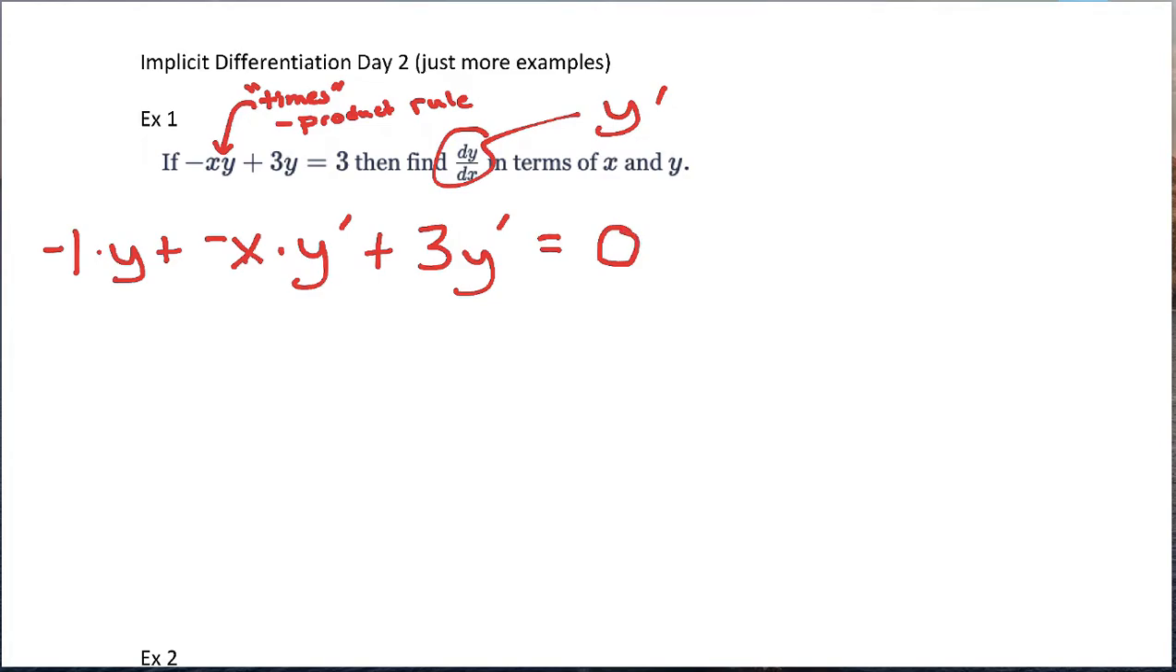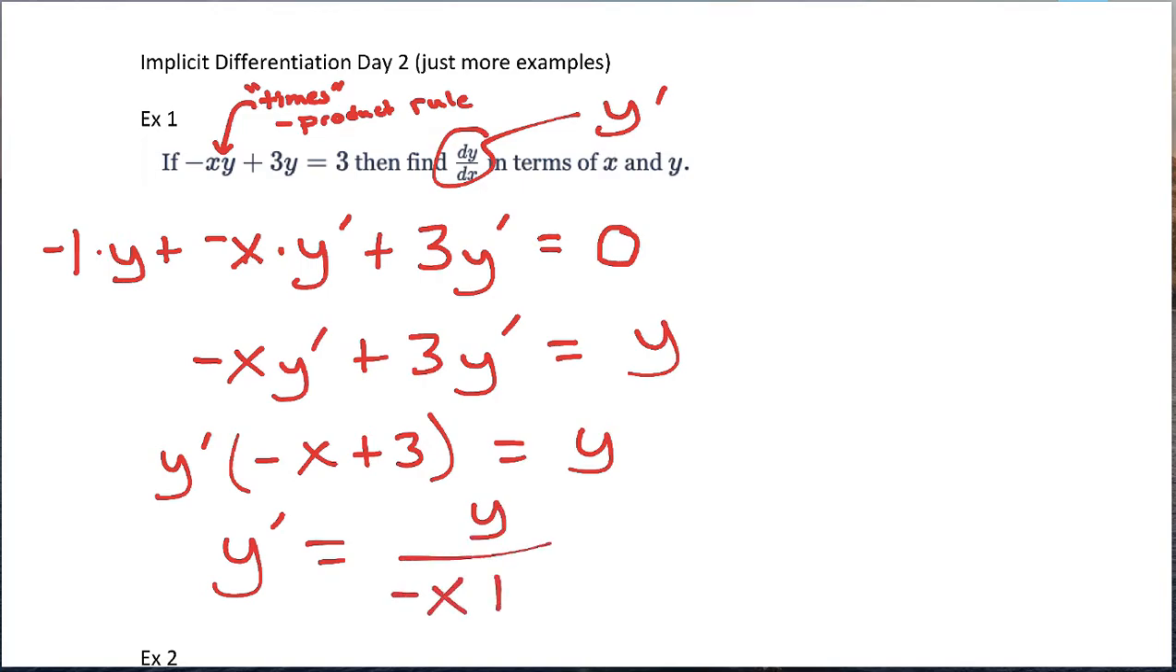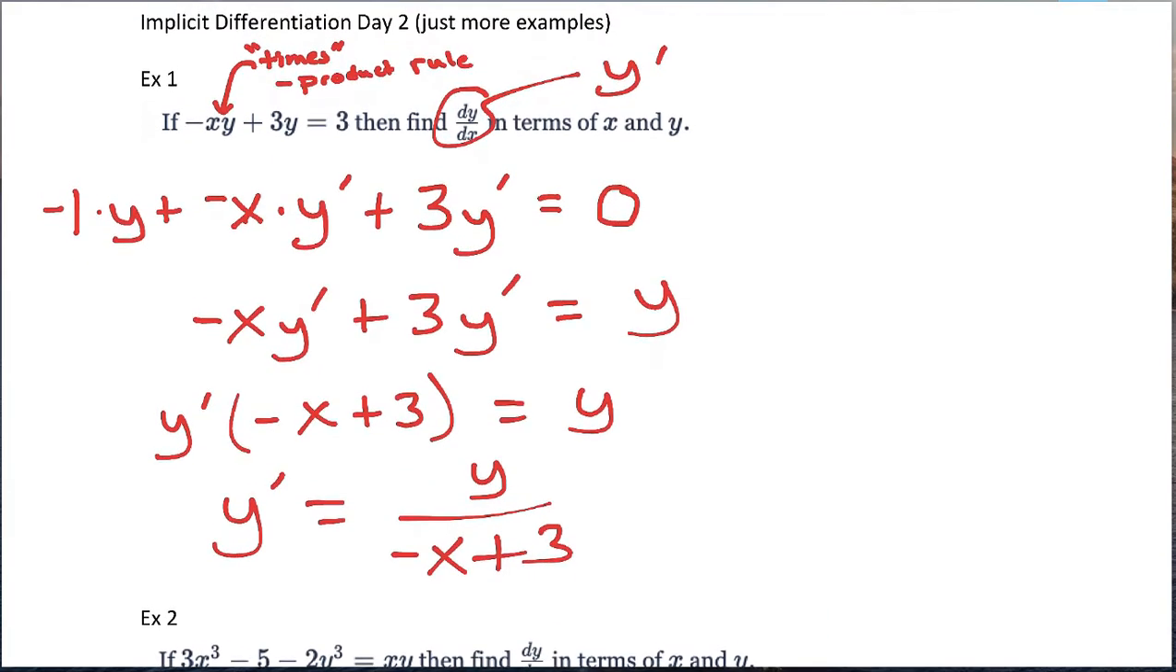Now, all I'm doing from here is solving this for y prime. So if I move the negative 1y over to the other side using algebra, this would just be y. If I add y to both sides and factor out a y prime, this is negative x plus 3 equals y. So y prime is equal to y over negative x plus 3, and you're done. So there's an example when we use the product rule.